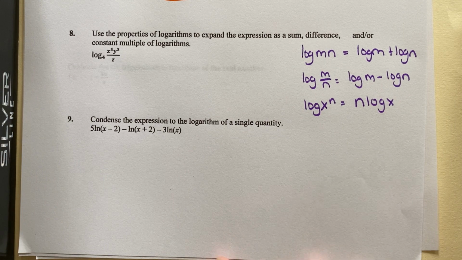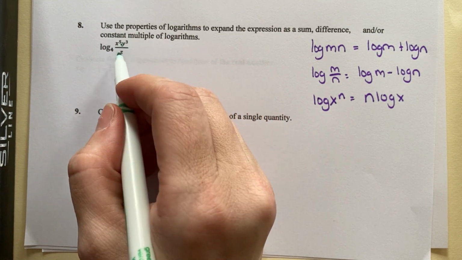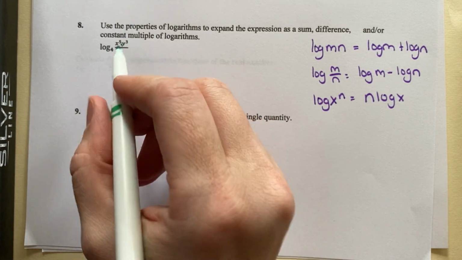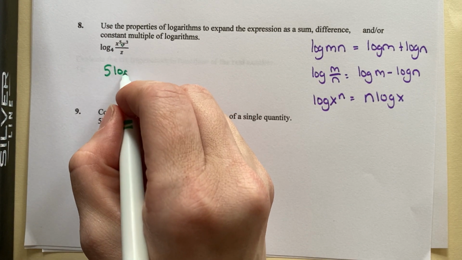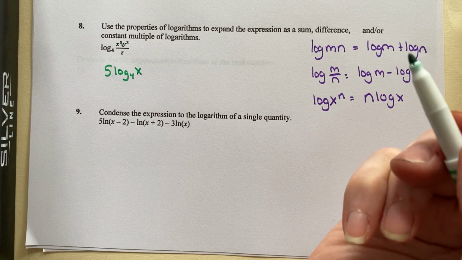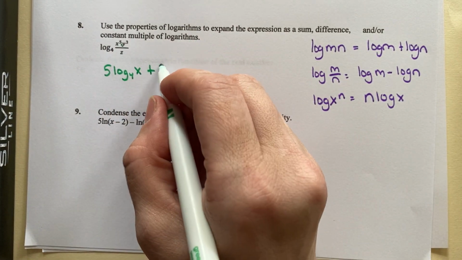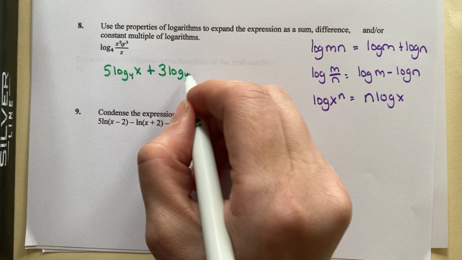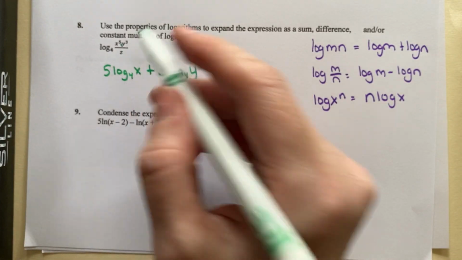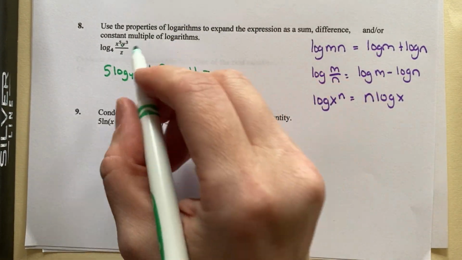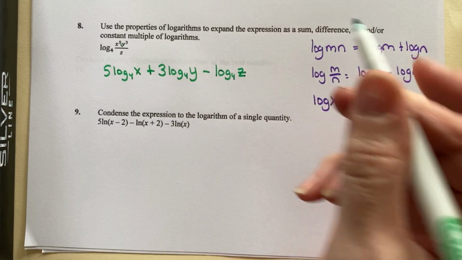So let's try expanding this first one, number 8. I have multiplication on top, and I have division. So let's start with the top part here. Now this x has an exponent of 5, so that's going to be 5 log base 4 of x. Plus, since it's being multiplied by the y, 3 log base 4 of y. And now since we're dividing, we're going to subtract, and there's no exponent with the z, so it's just log base 4 of z.